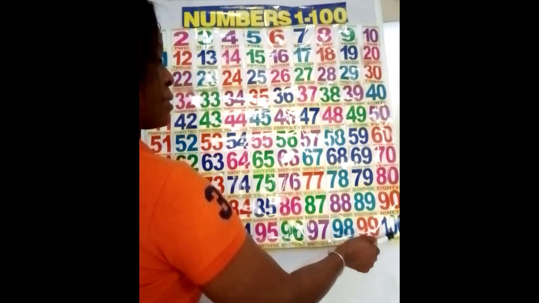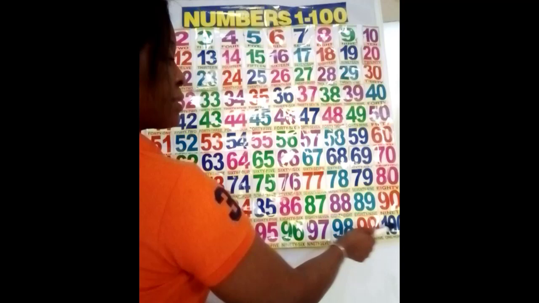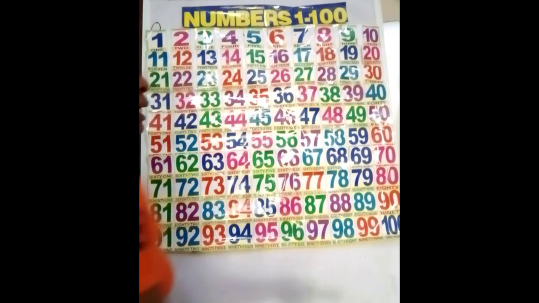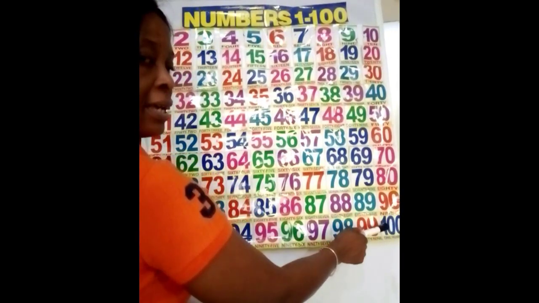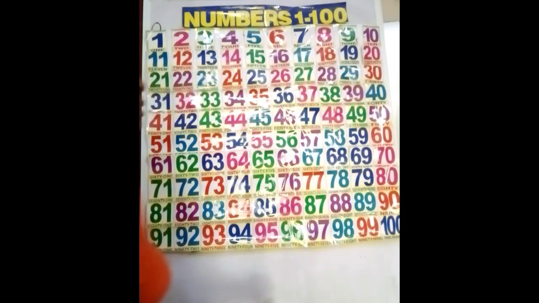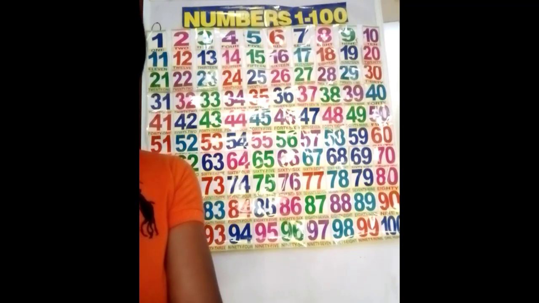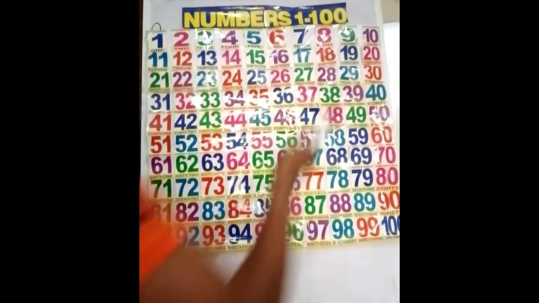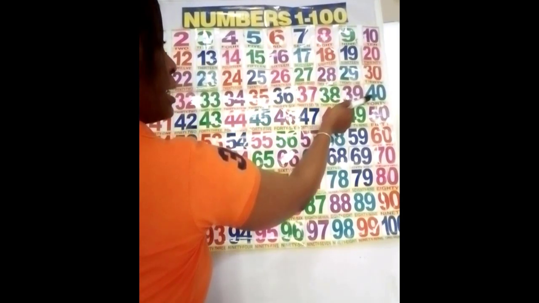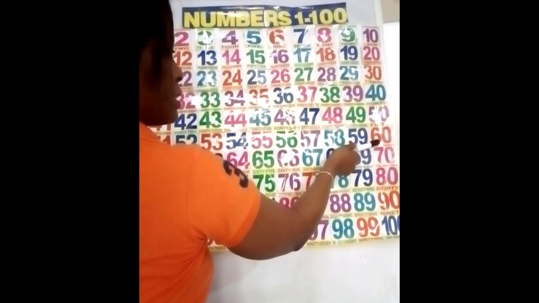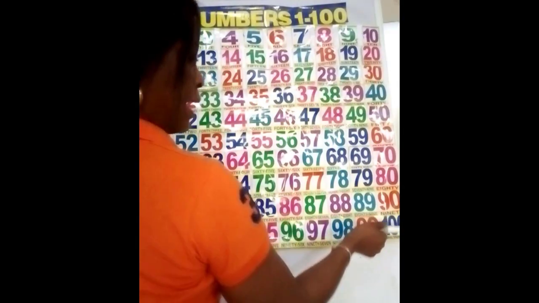And 10 tens with 0 units is 100. That is why you have 10, which is the 10 tens, and then the 0 units. So let's go over that again. We have 10, 20, 30, 40, 50, 60, 70, 80, 90, and 100.